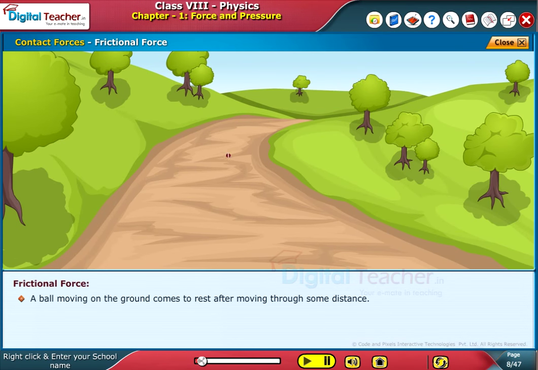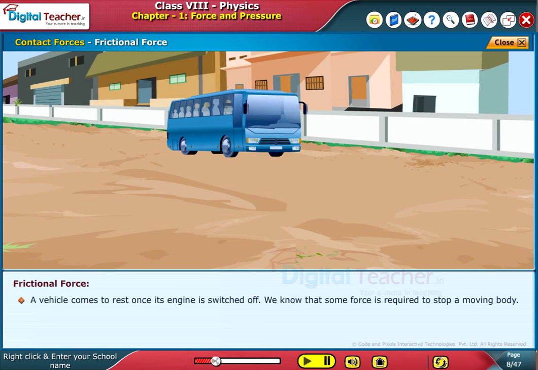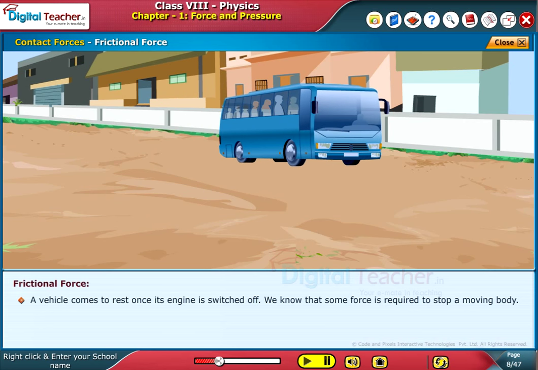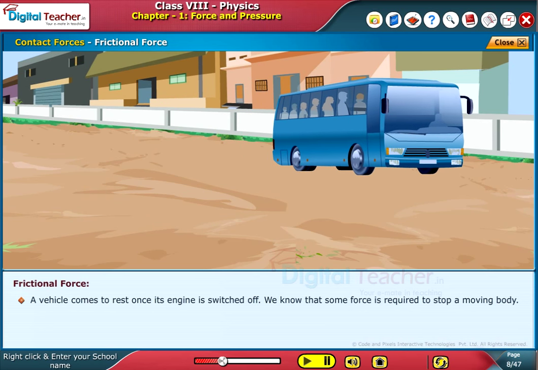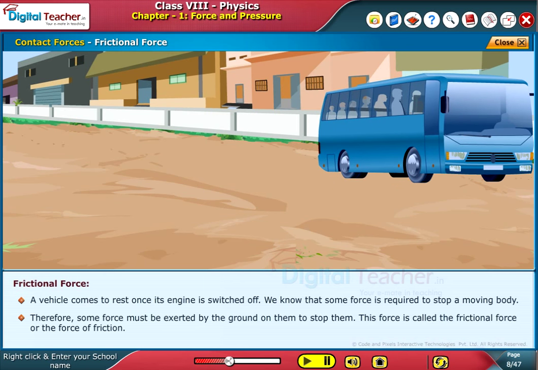A ball moving on the ground comes to rest after moving through some distance. A vehicle comes to rest once its engine is switched off. We know that some force is required to stop a moving body. Therefore, some force must be exerted by the ground on them to stop them. This force is called the frictional force or the force of friction.